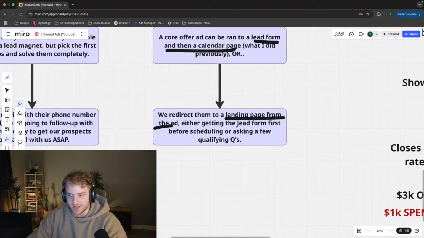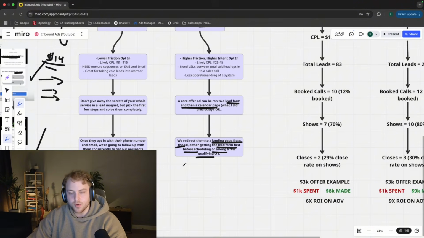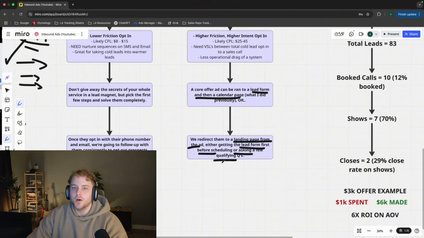But you can either get the lead form first before scheduling, or ask a few qualifying questions and then get them to schedule. Completely up to you on what you would like to do there. If you're sending them to a landing page and you're making them go through a VSL and qualifying questions, the cost per lead is going to be significantly higher, but they're going to be higher quality people. The more qualifying you do, the higher quality leads, but significantly more expensive.